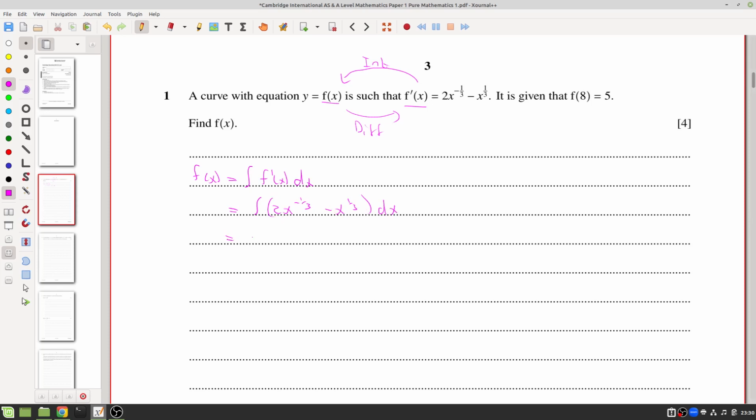If we want to write it properly, let's split this up into 2x to the power negative a third, which we're going to integrate with respect to x, and then we're going to subtract the integral of x to the power a third with respect to x. For this first one, our general rule of integration is: we add 1 to the exponent. So negative a third plus 1 is 2/3. And then we also divide by the new exponent, so divide by 2/3.